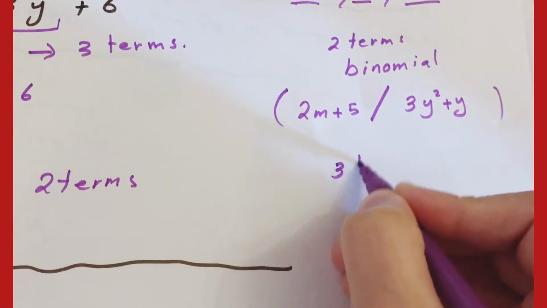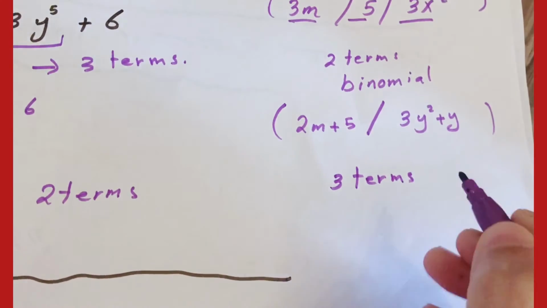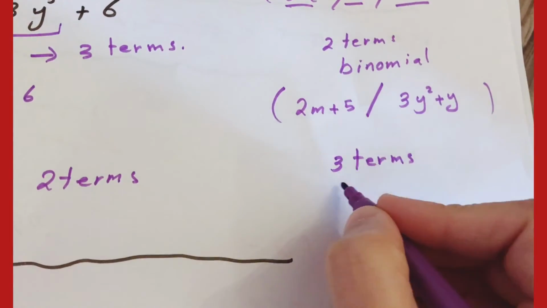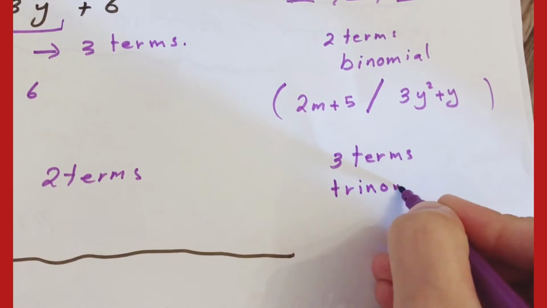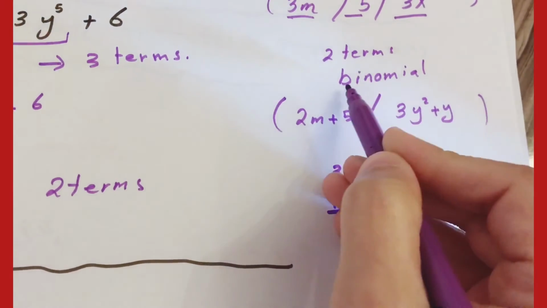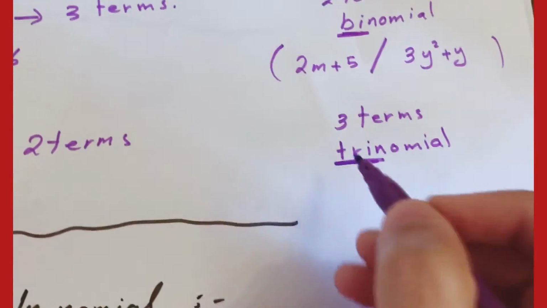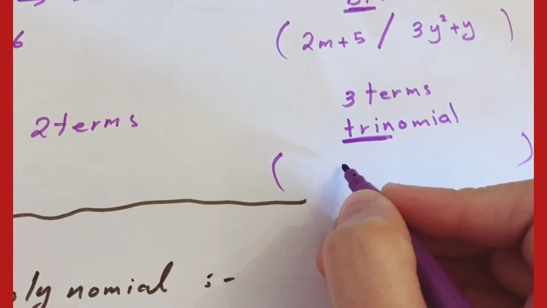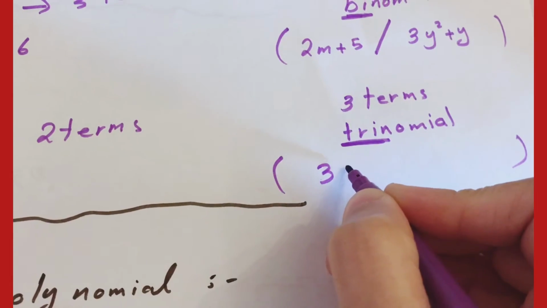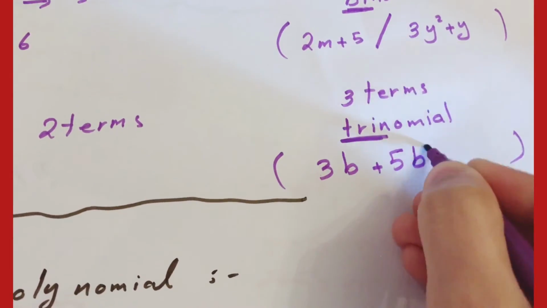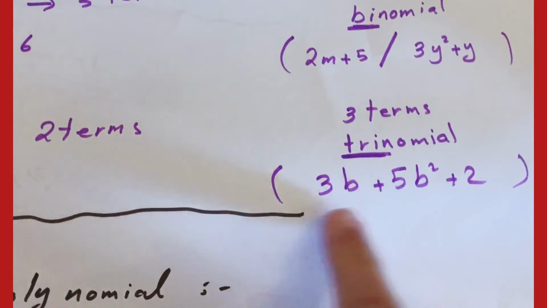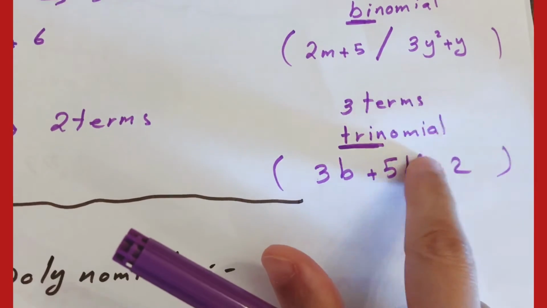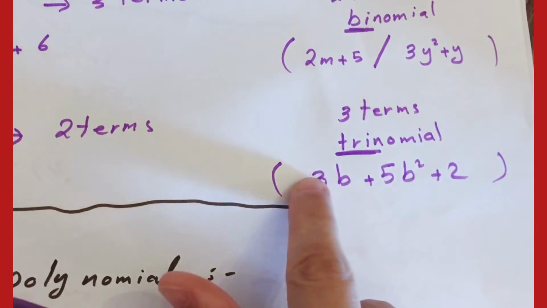So what if we have three terms? Okay, so we now have monomial, binomial, and now trinomial. Bi means two, tri means three. Let's take one example for trinomial. Trinomial means we have three terms. Let's say 3b plus 5b squared plus 2. This is a trinomial because we have three terms. So it is a trinomial of the second degree. Why is it second degree? Because this is the largest degree in all the terms.